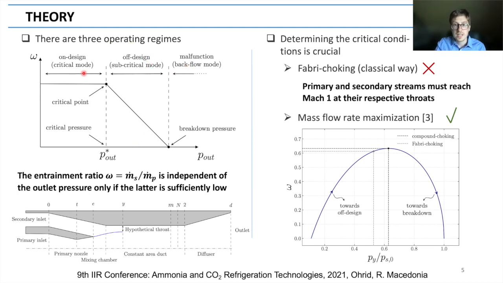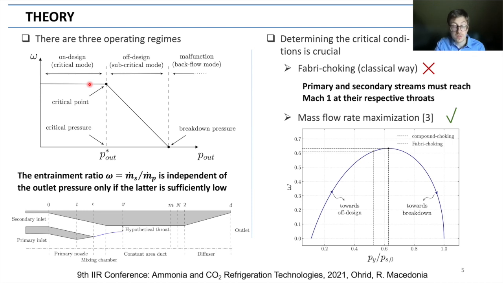And so you can see that we can define three operating regimes depending on the range of outlet pressure. If we start from a low outlet pressure and start increasing the pressure, we see that at first the entrainment ratio, which is nothing else but an image of the total mass flow rate within the ejector, well, it remains constant. We call this the on-design regime, and we say that the ejector is double choked.